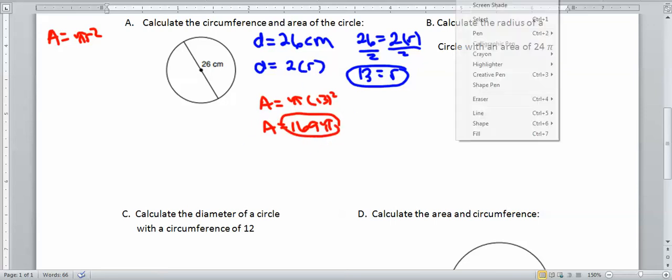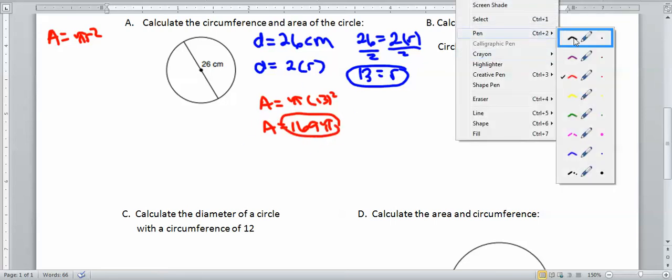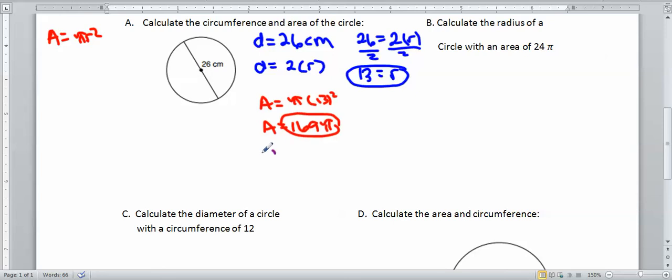Alright, and last but not least, to find circumference, I'm going to plug that same radius into my circumference formula, which is 2 pi r. Okay, so we get 2 times pi times 13. And simplify as much as I can. 2 times 13 is 26, and I leave the pi.